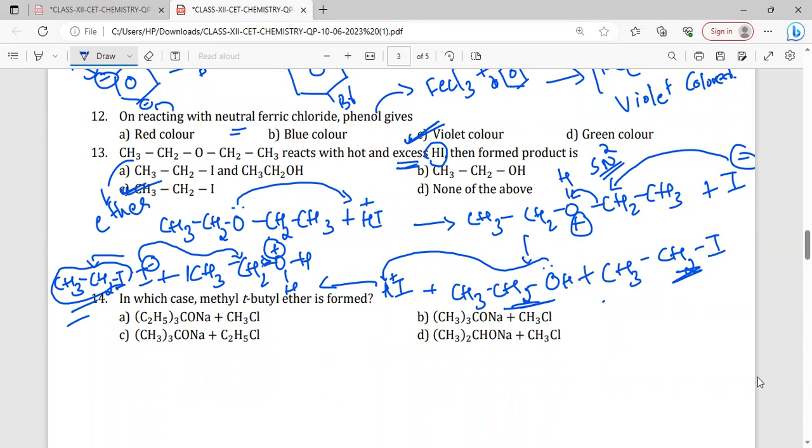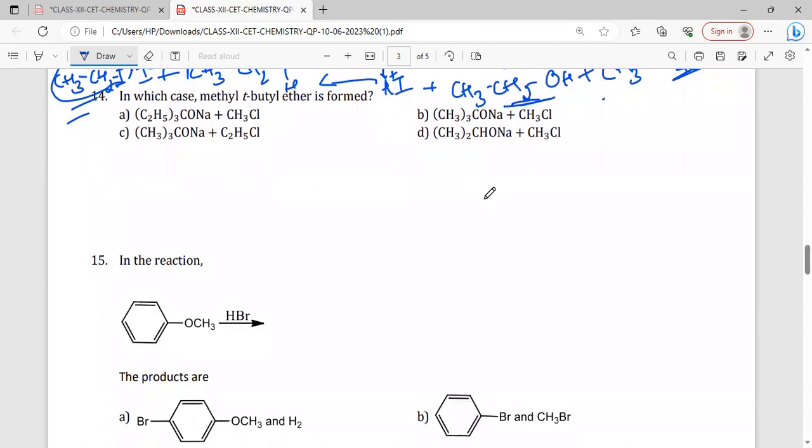Okay. Moving on to question number 14. In which case is methyl tertiary butyl ether formed? Methyl tertiary butyl. First, it's better to write down the structure, right? CH3 O C(CH3)3. So this is methyl tertiary butyl ether.